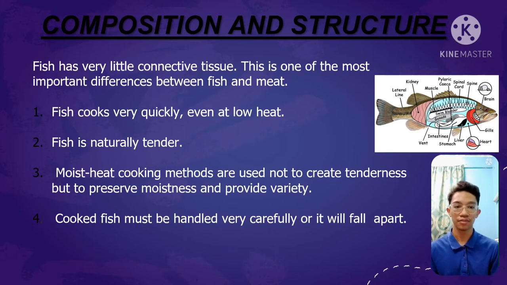One, fish cook very quickly, even at low heat. Two, fish is naturally tender. Three, moist heat cooking methods are used not to create tenderness but to preserve moistness and provide variety. Four, cooked fish must be handled very carefully or it will fall apart.